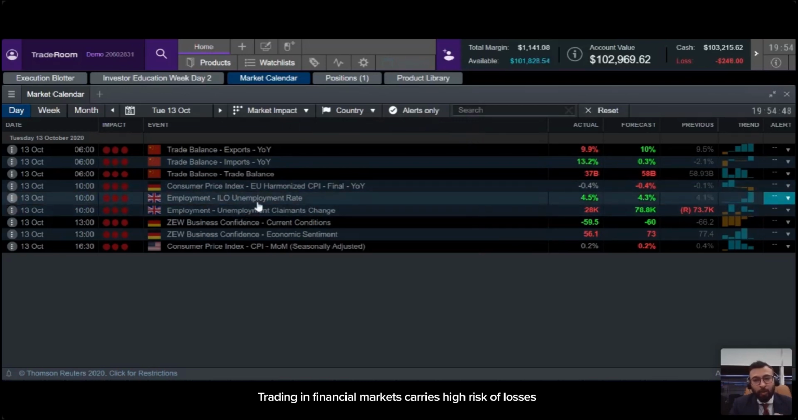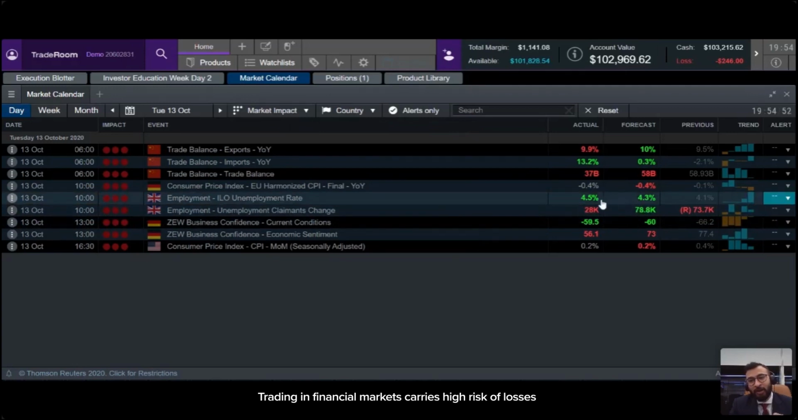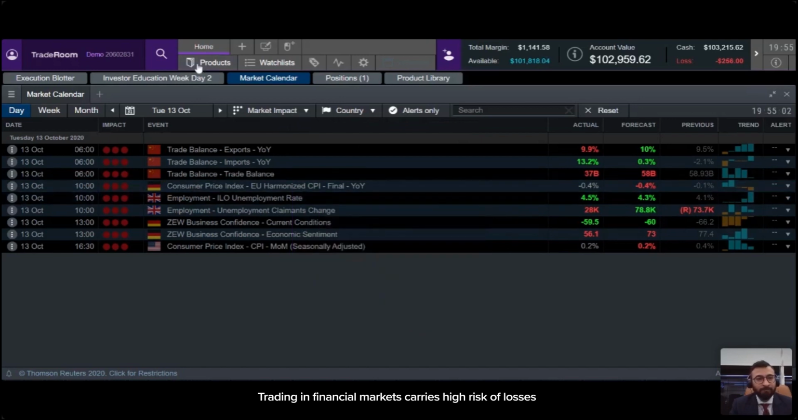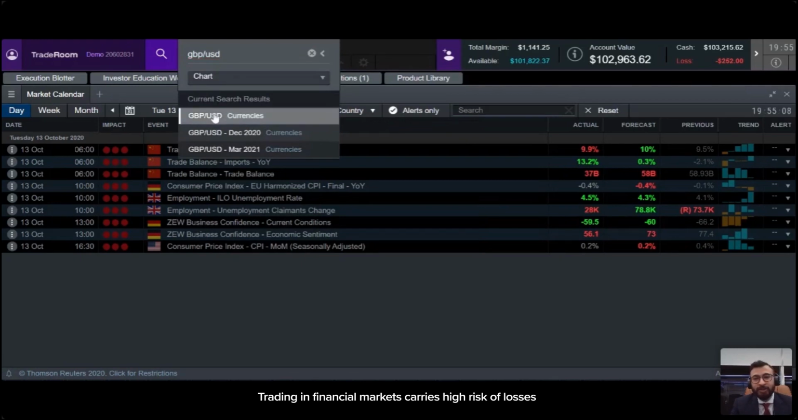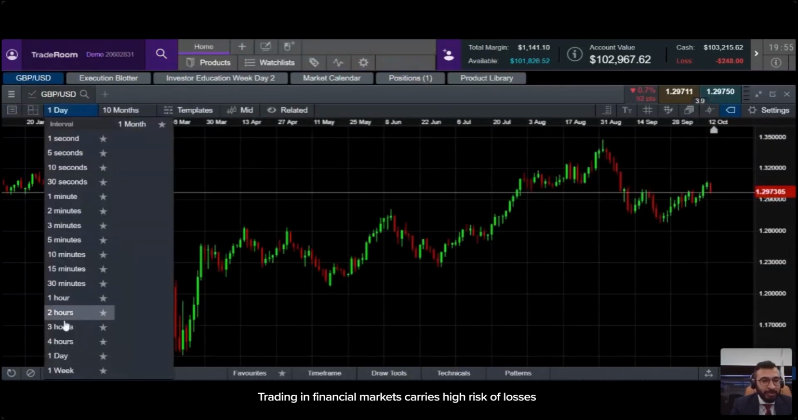Similarly, look at the unemployment rate of UK, which was 4.3%, and now it has increased to 4.5. Previous was 4.1. So definitely not a good sign. So this news came out at 10 a.m. And guys, if you have any questions, please keep writing on the chat window. I would be more than happy to answer as much as I can.